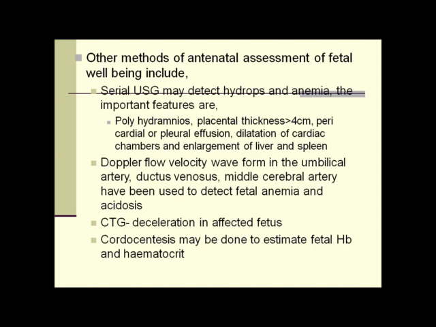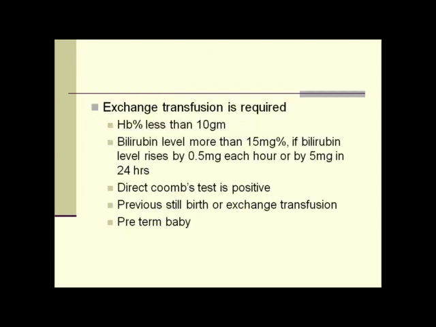The important features are polyhydramnios, placental thickness more than 4 cm, pericardial or pleural effusion, dilatation of cardiac chambers, and enlargement of liver and spleen. Doppler flow velocity waveforms in the umbilical artery, ductus venosus, and middle cerebral artery have been used to detect fetal anemia and acidosis. CTG may show dysregulation in an affected fetus. Cordocentesis may be done to determine fetal hemoglobin and hematocrit.